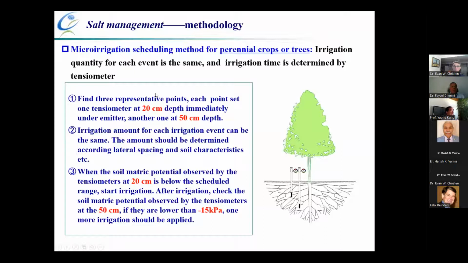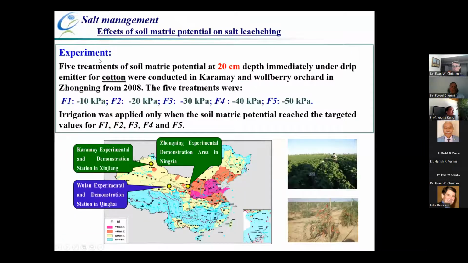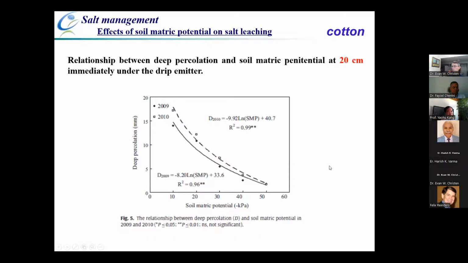And so we had 5 treatments in an experiment in this area. The 5 treatments of soil matric potential at 20 centimeter depth were designed for the cotton. That is minus 10 kPa, 20 kPa, 30 kPa, 40 kPa, and 50 kPa. Irrigation was applied only when the soil matric potential reached this target value for each treatment. So this is our experiment field.